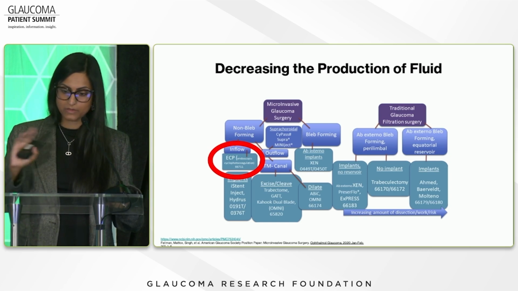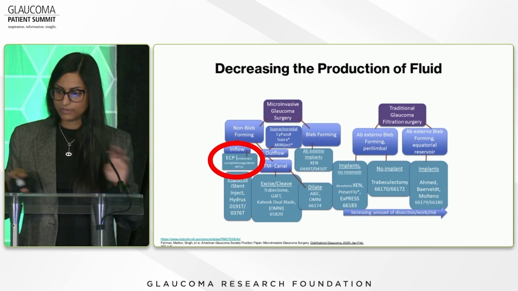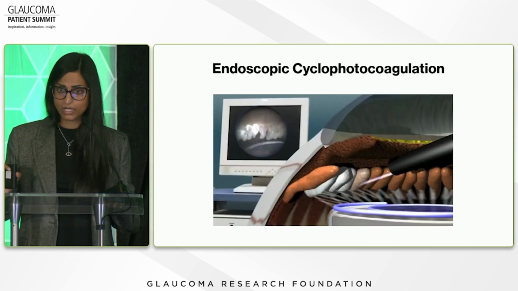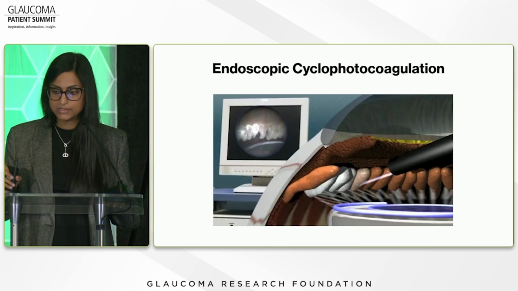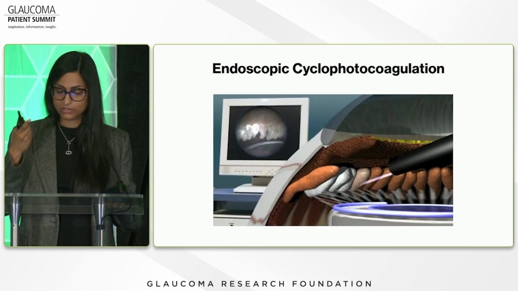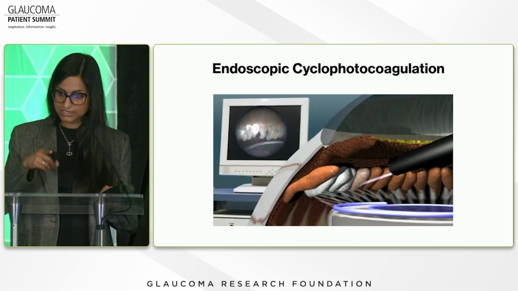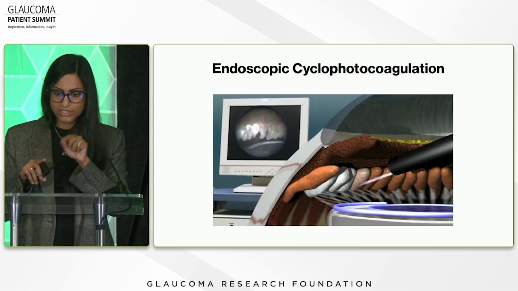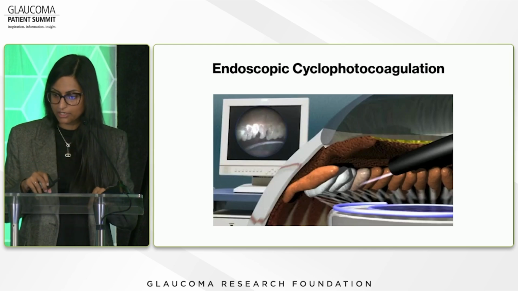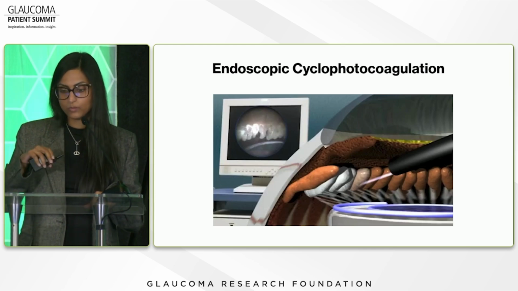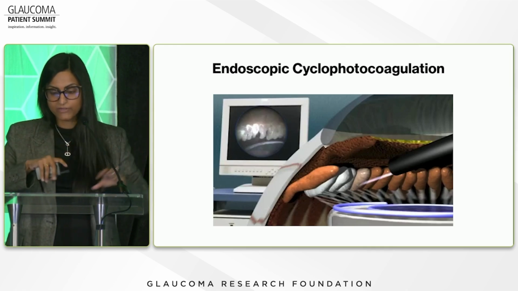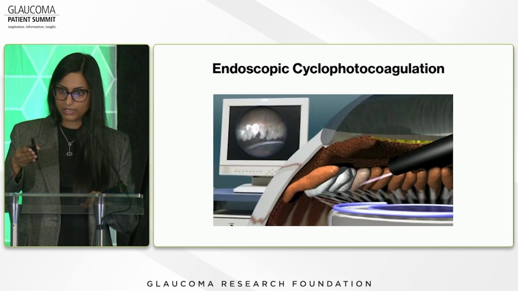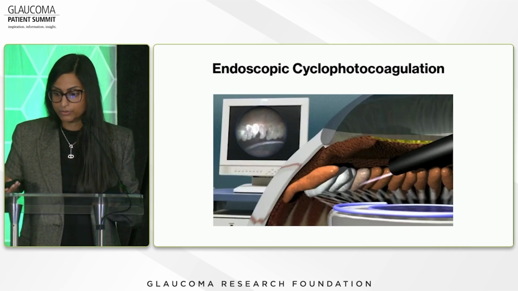There's also a separate one that's not on this graph that is completely non-invasive, non-incisional, that we will talk about shortly. So endoscopic cyclophotocoagulation, or ECP, is a procedure where we use a tiny little probe. It goes inside of your eye. The probe has a camera on it, so we can actually see the little finger-like processes of the ciliary body. We call it the ciliary processes, and that camera projects on a screen, and so we can actually see in real time as we are treating the ciliary body and in theory decreasing the fluid production.